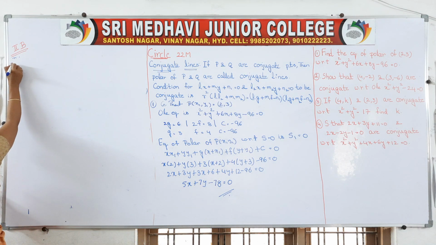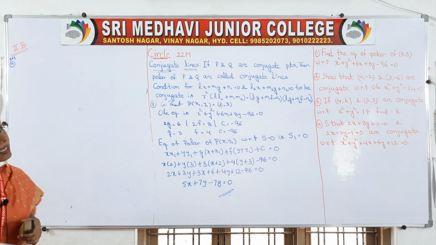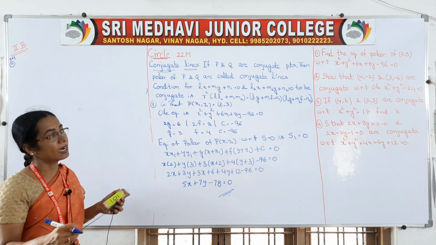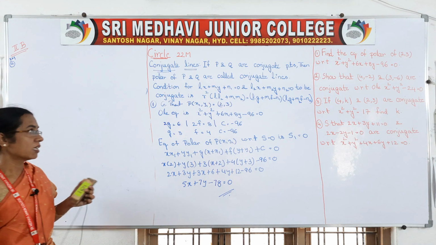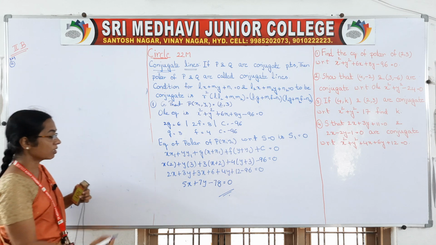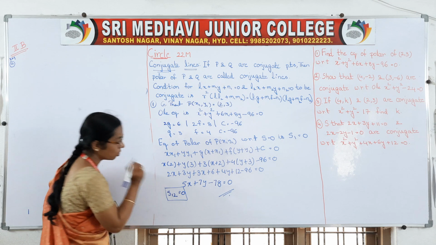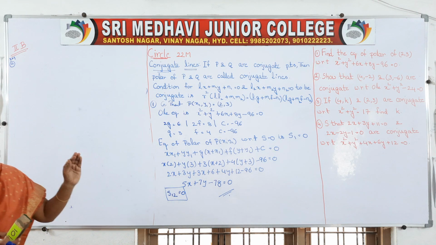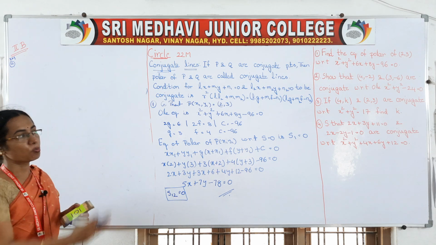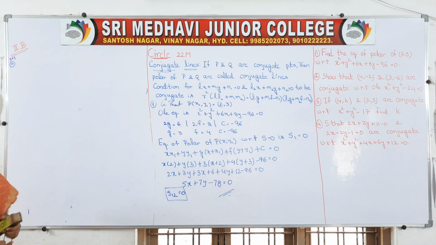So now 2 points are given to us. Again it is a 2 marks question. Two points and one circle equation are given, and we have to show that those 2 points are conjugate points. The condition for conjugate points is S12 equal to 0. If we get the S12 value as 0, then we can say that those 2 points are conjugate points, and S12 is nothing but a notation.